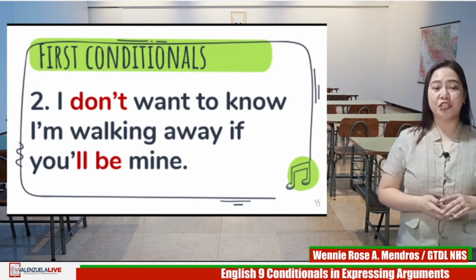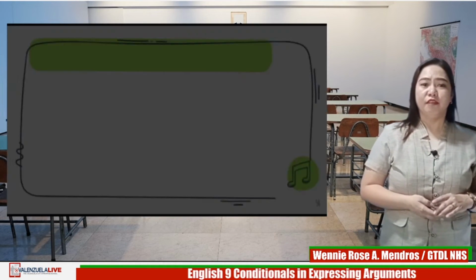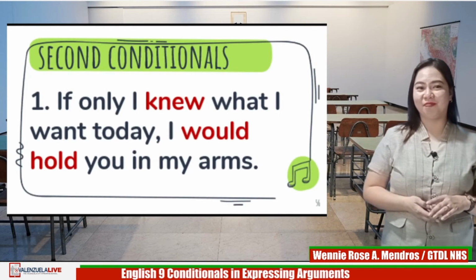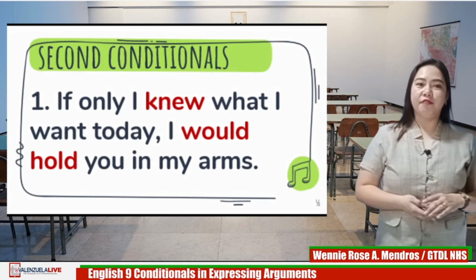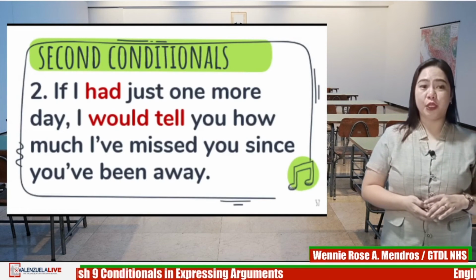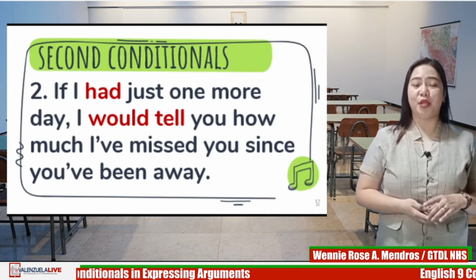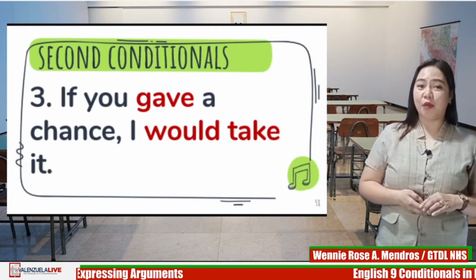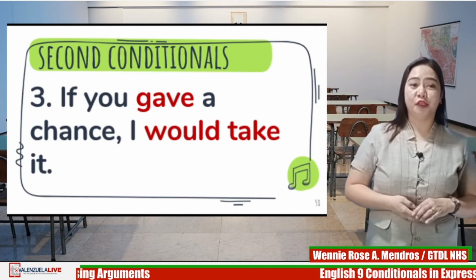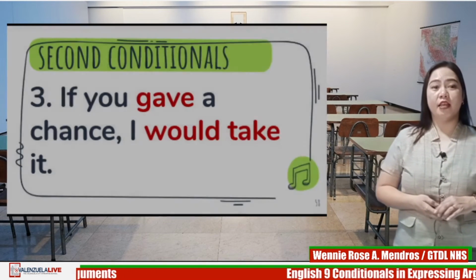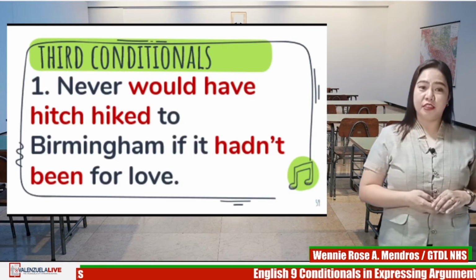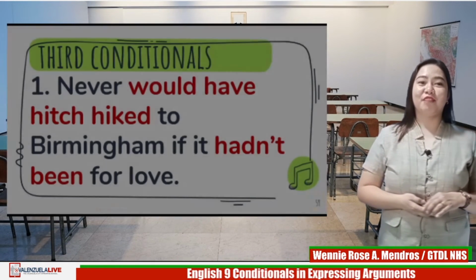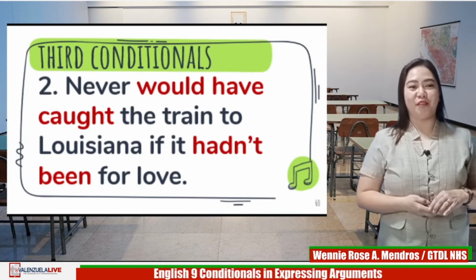For the second conditional, we have number one, if only I knew what I want today, I would hold you in my arms. Number two, if I had just one more day, I would tell you how much that I've missed you since you've been away. And number three, if you gave me a chance, I would take it. And for the third conditionals, we have one. Never would have hitchhiked to Birmingham if it hadn't been for love. And never would have got a train to Louisiana if it hadn't been for love.